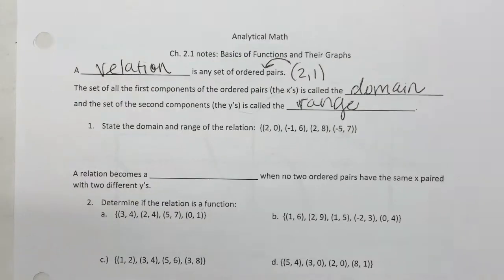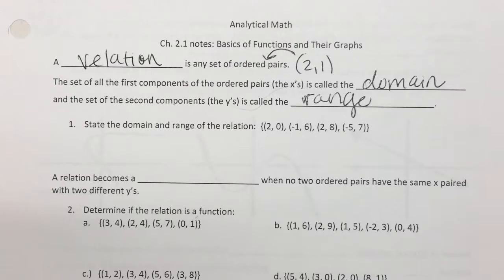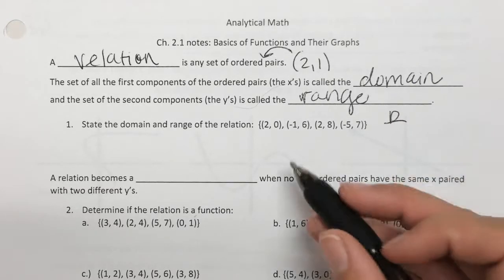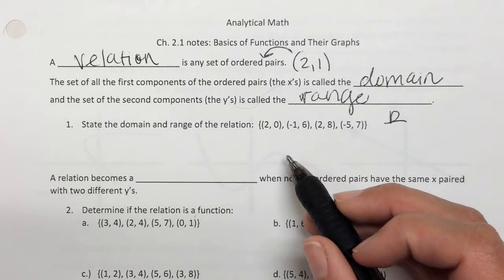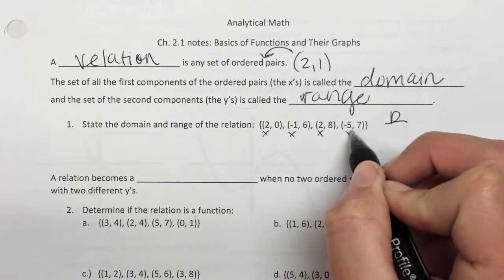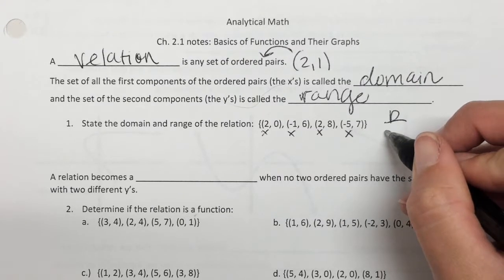Of a relation, like in number 1, you just list all your x's for your domain, but they have to be in order, and then all your ranges have to be in order, all the y's. Ransom, what are all my x's here? Just name them out. 2, -1, 2, and 5. So now tell me them in order. Go ahead. Least to greatest.